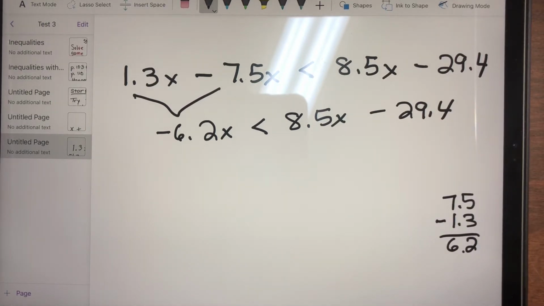Everybody get that far? Okay, what are we going to do next? Subtract 8.5x from both sides. So everybody do that step. If you are watching the video, do this step. You can pause the video, do the step, and then start the video again.